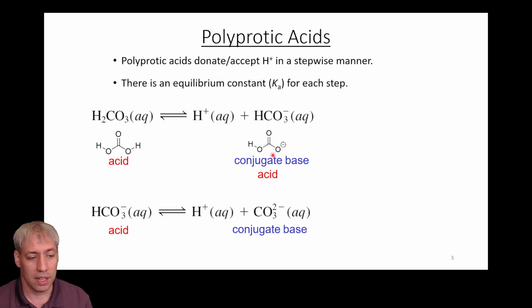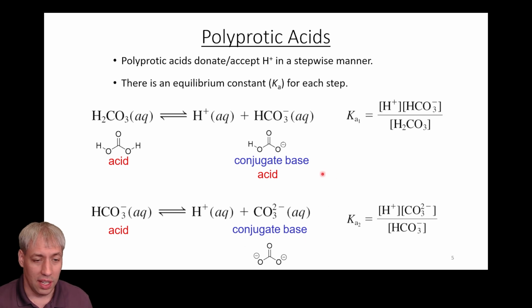That's what it means to be polyprotic. It gives up one proton, and the conjugate base can still give up another proton. So now it's an acid in the next step, and then it gives up that proton to generate the conjugate base. One of the keys to this multi-step process is we can write an equilibrium constant expression for each one of these. We can say products over reactants, that's Ka. Products over reactants, that's Ka.